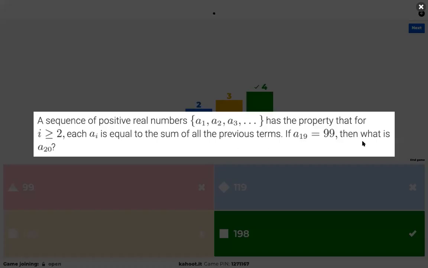All right, so this one you got to do a little bit of thinking, because each A_i is equal to the sum of all the previous terms. Then if A19 equals 99, that means all the previous terms, so A1 plus A2 all the way to A18, their sum is 99. And we want to find A20. So in order to do that, we just add the sum of the first 18 terms to the 19th term, which happens to be 99 plus 99, which is 198.